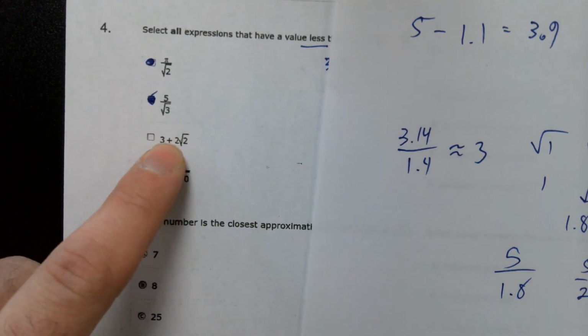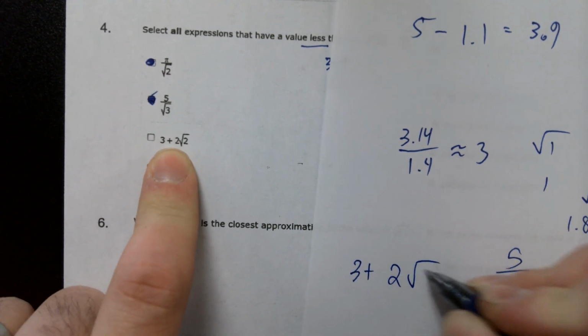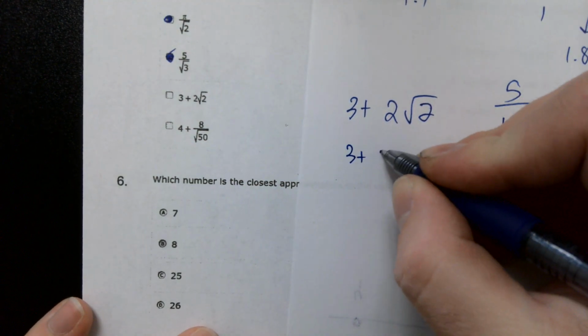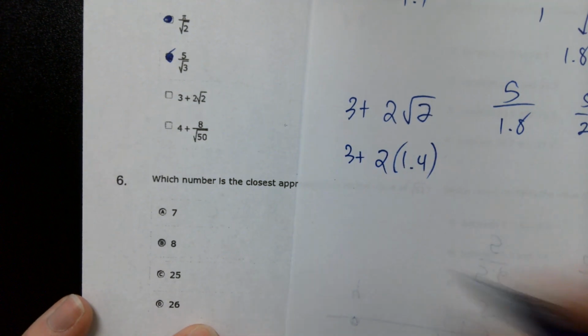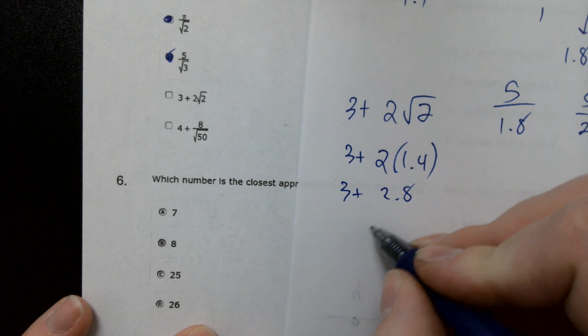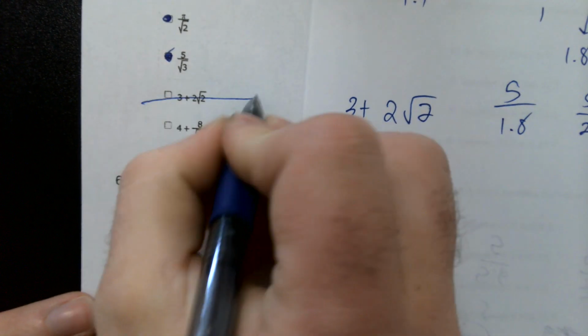Now what about this one? 3 plus 2 root 2. Well, what is root 2 about equal to? It's like 1.4, we said. What's 2 times 1.4? 2.8. What's 3 plus 2.8? 5.8. Is that less than 3.9? Nope.